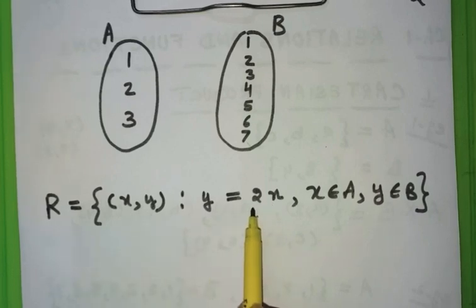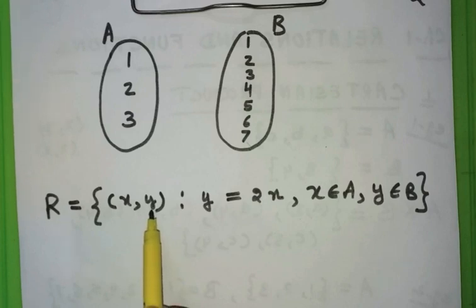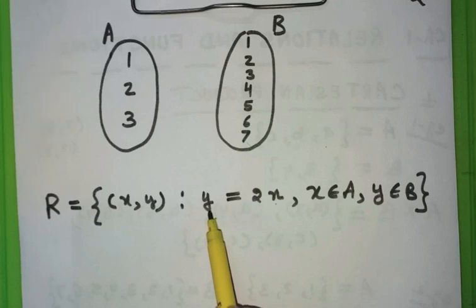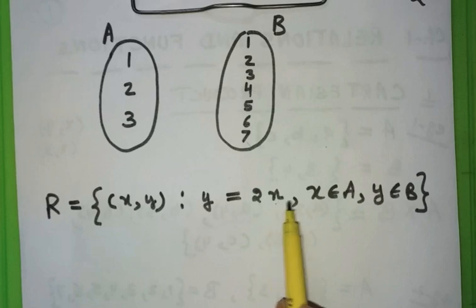What does it mean? It means that the second element of every ordered pair should be 2 times the first element. Y is always the second element, x is always the first element. Second element of every ordered pair should be 2 times the first element.